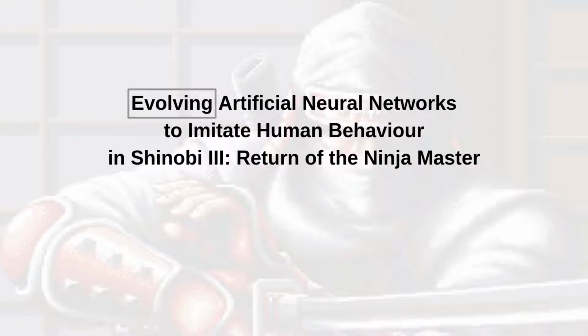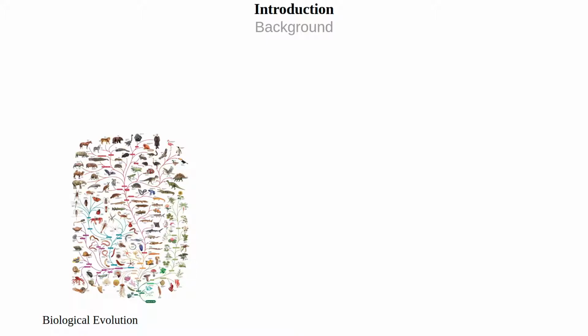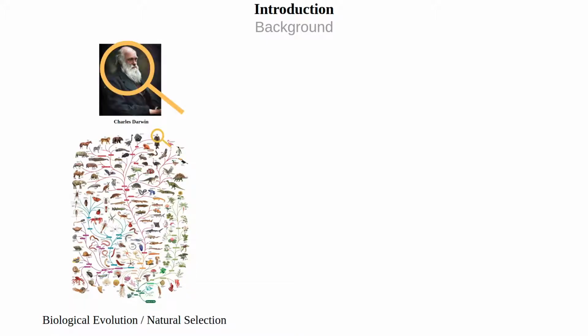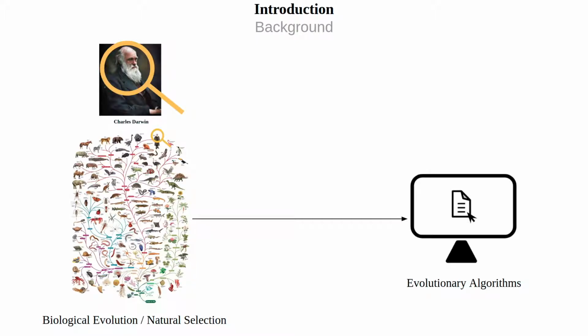Alright, so first things first, evolving. What does that even mean? Well, by evolving, I mean making use of computational techniques that draw inspiration from concepts in biological evolution and natural selection in order to solve various problems. These techniques are called evolutionary algorithms.